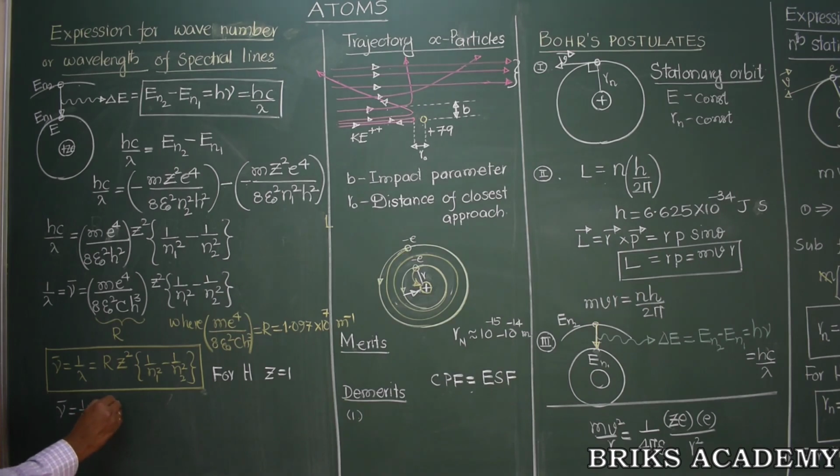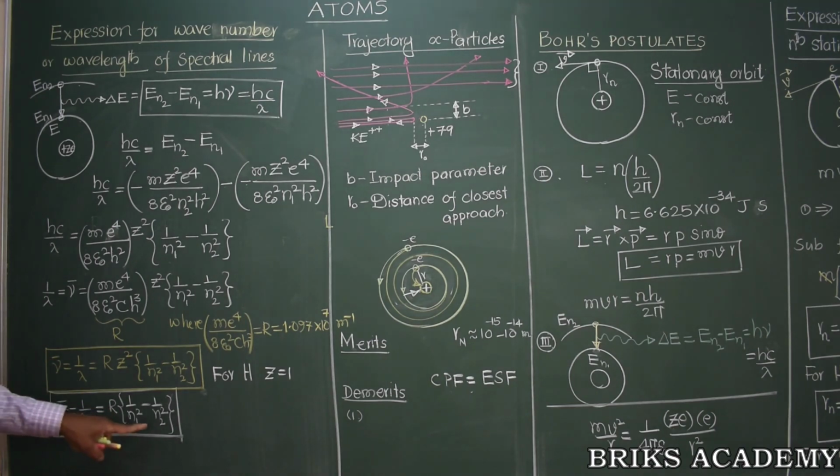Hence the wave number nu bar is equal to R into 1 by n1 square minus 1 by n2 square. So this is the final expression for the reciprocal of the wavelength, otherwise called the wave number of a spectral line.